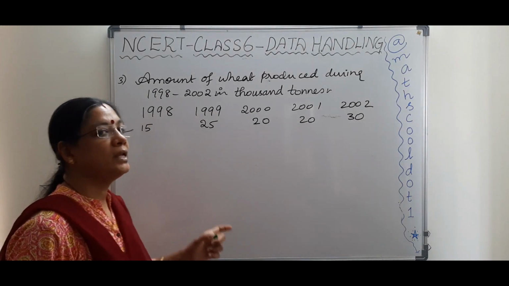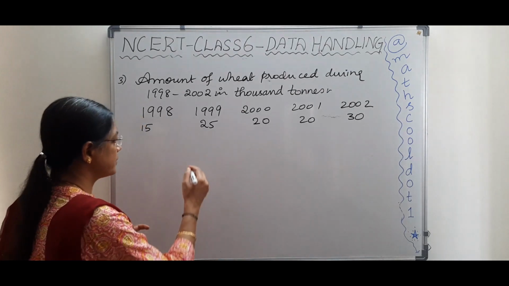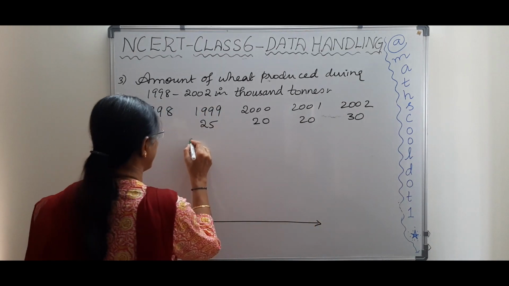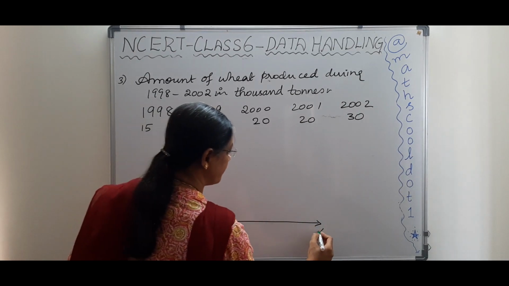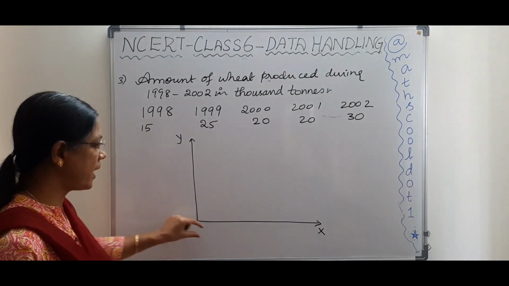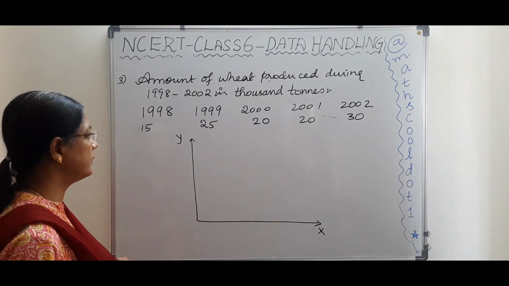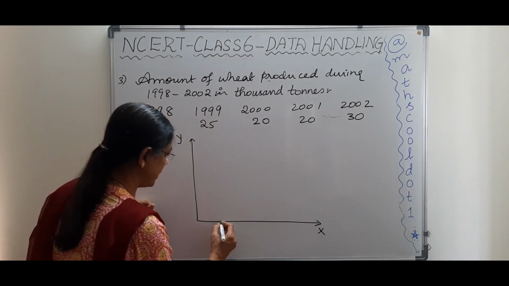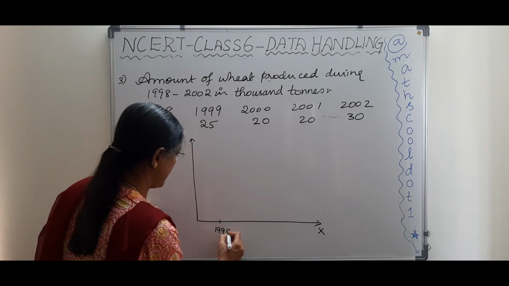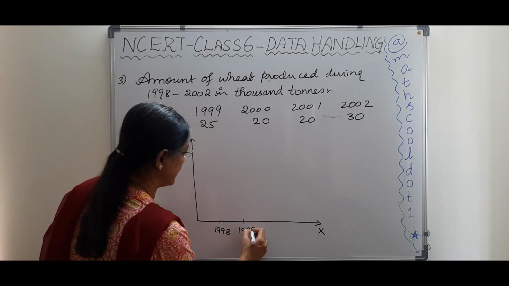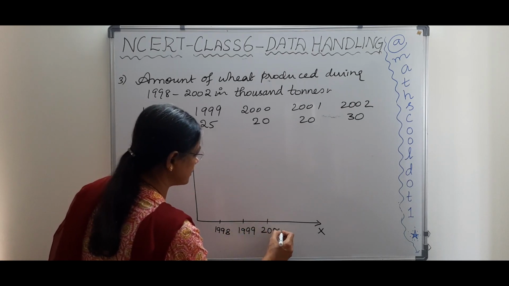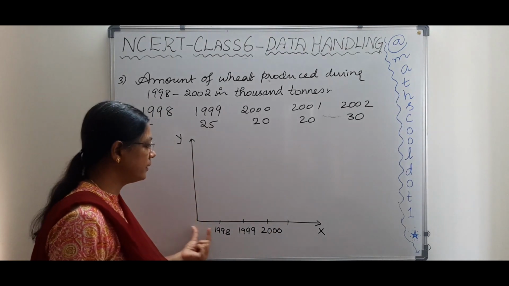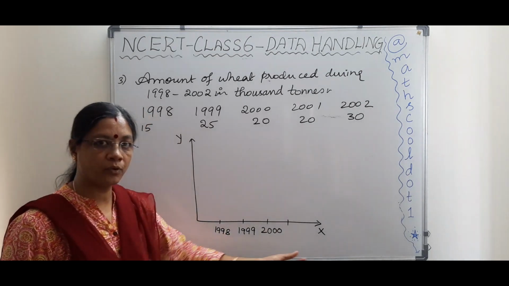What I told you, we need to draw a graph. A bar graph is originally a graph with x-axis and y-axis. The vertical one is the y-axis and the horizontal one is the x-axis. Both have to be perpendicular to each other, and on the x-axis we put the years. So this is 1998, 1999. Anyway, it can be drawn either way. Even on the y-axis you can put the year, and the amount of wheat produced on the x-axis too.